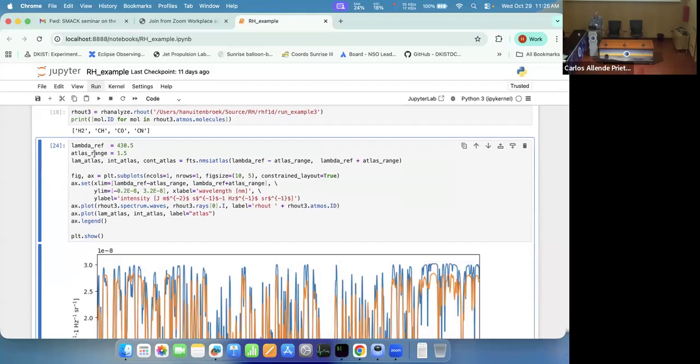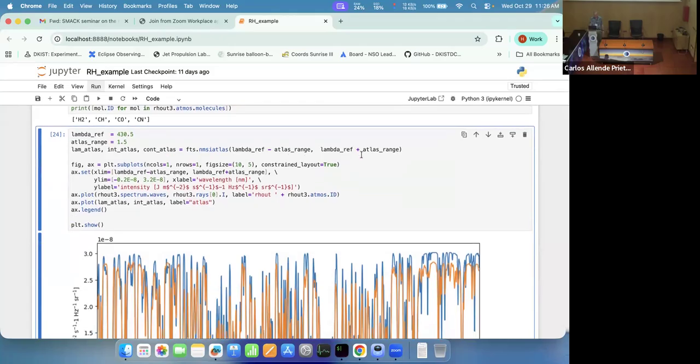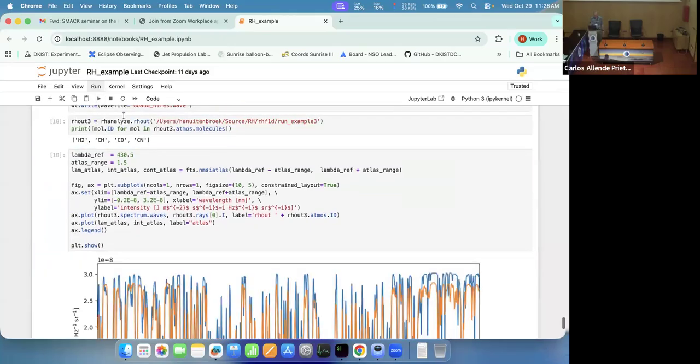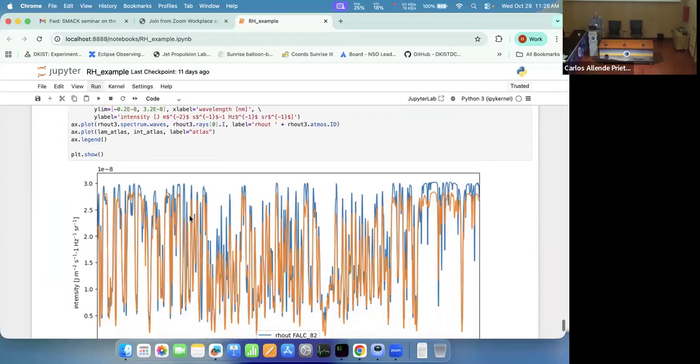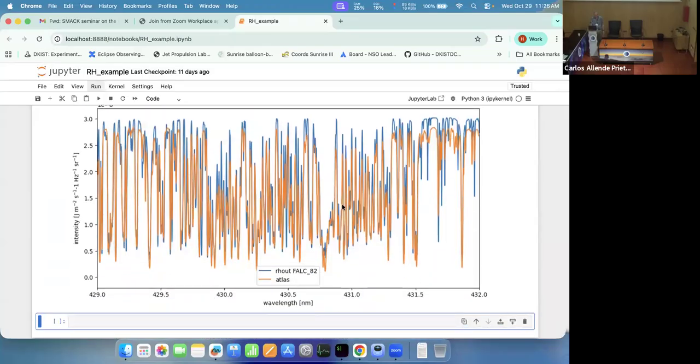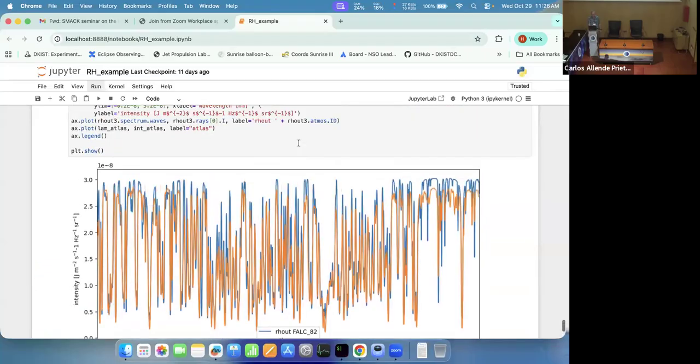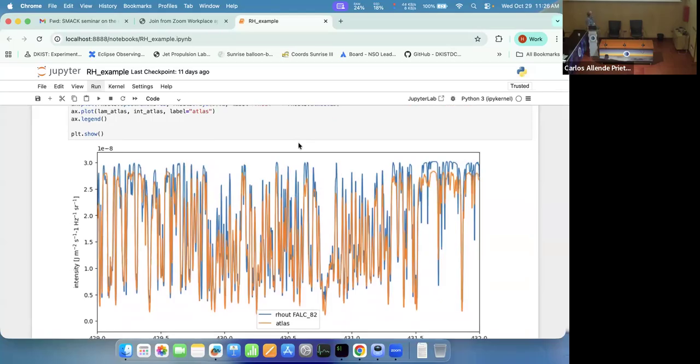And then I read in the atlas at around 430 nanometers and plot here the spectrum as calculated from the CH molecular line list. And so you see that it actually matches very well, except there's some, again, missing opacities. The further to the blue, that's more and more of a problem. So I think that's what I wanted to show.